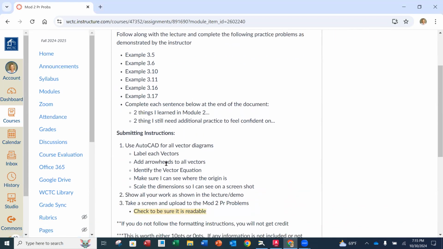Now, you all used AutoCAD for your vector diagrams. Make sure you label each vector, A, B, C, D, R, J, whatever it might be. Add arrowheads to all of your vectors. Identify the vector equation in each case. Make sure that I can see where the origin is, and also scale your dimensions so I can see it in the screenshot. Okay. So when you do your screenshot, make sure when you're uploading it, check it. If it's blurry or if I can't see those values, I'm sorry, I can't read it. I can't give you credit. Okay. So make sure it's readable.